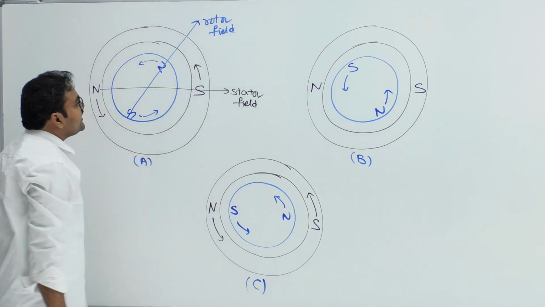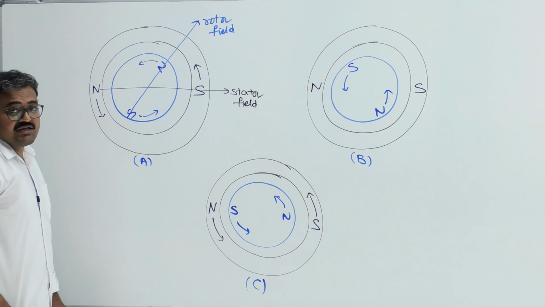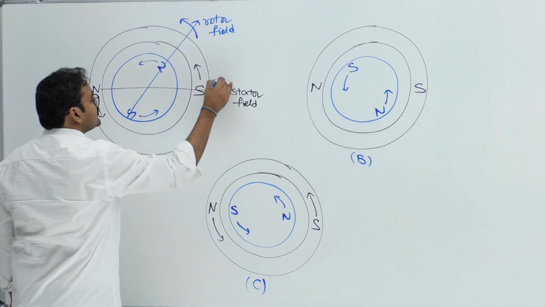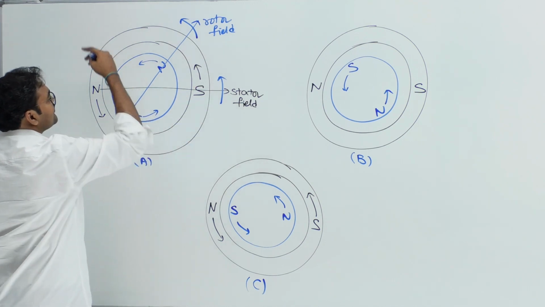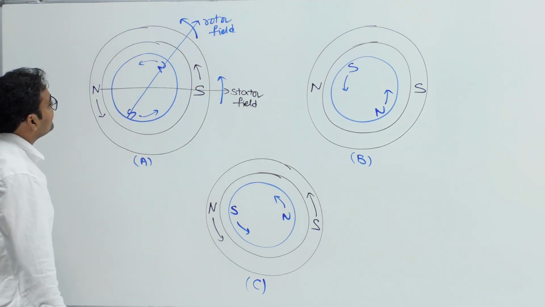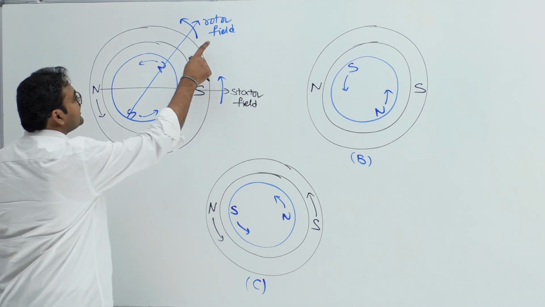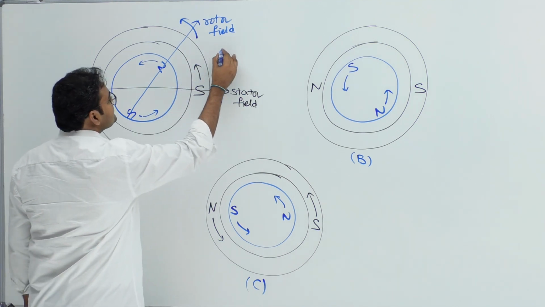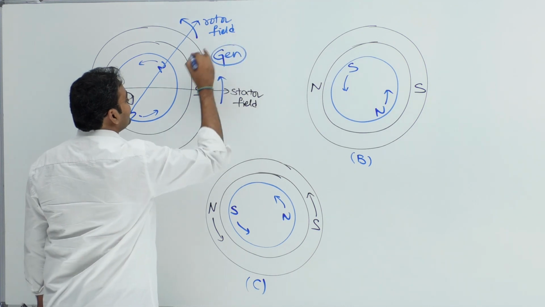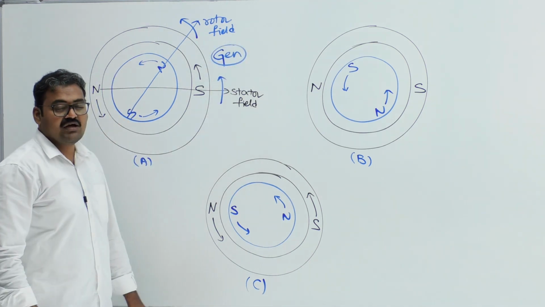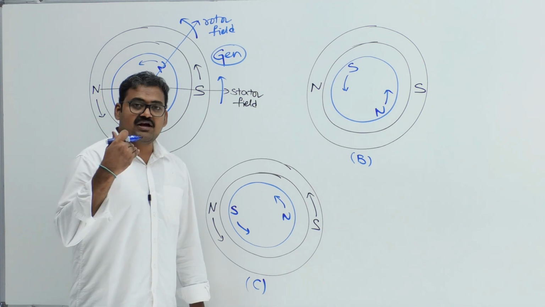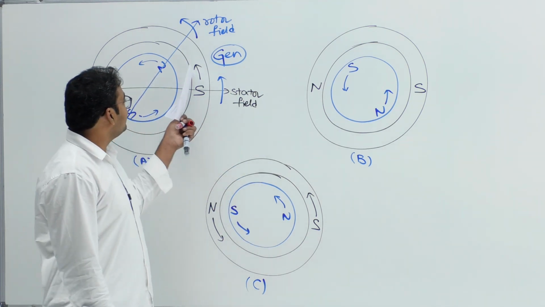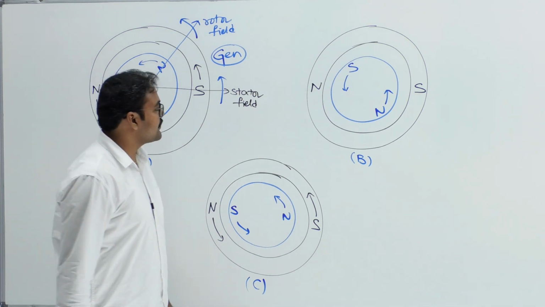And they are rotating in which direction? Arrow marks clearly mentioned in the problem, anti-clockwise direction. So can you tell me now, in the direction of rotation, which field is leading and which field is lagging? Yes, definitely rotor field is leading, stator field is lagging. That means it is a generating machine. We discussed already in the previous lecture. In case of generator, rotor field will lead, stator field will lag. Therefore machine A is generator.